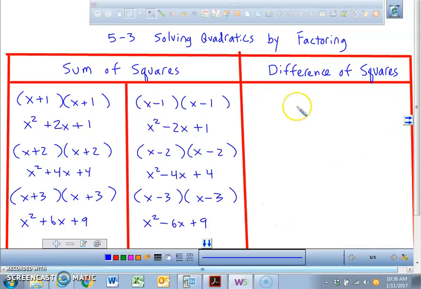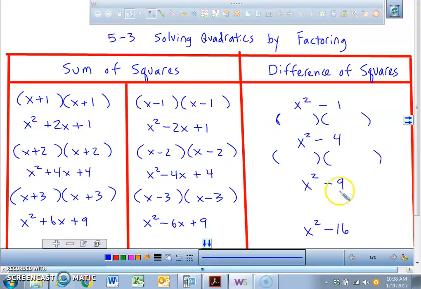So what I'd like you guys to do is write x squared minus 1. I want you to write x squared minus 4. x squared minus 9. x squared minus 16. Okay? And we're going to learn how the factoring process happens with the difference of squares. Now, 1, 4, 9, and 16.